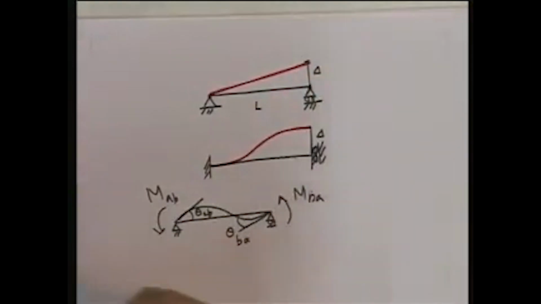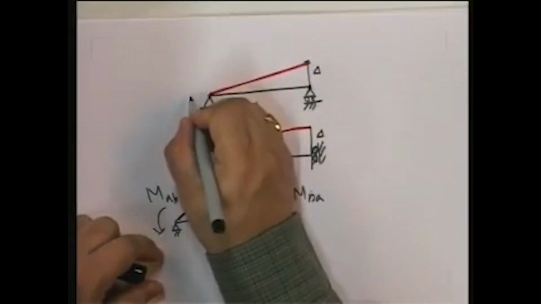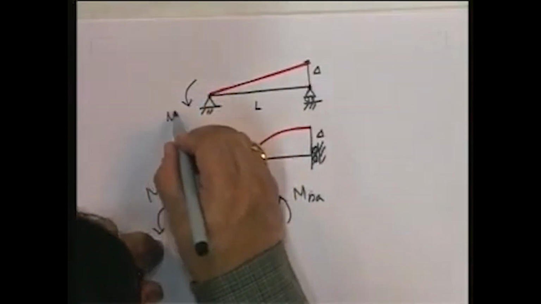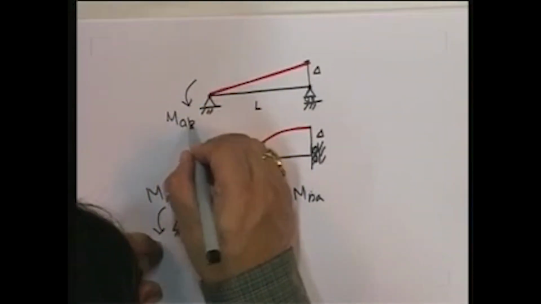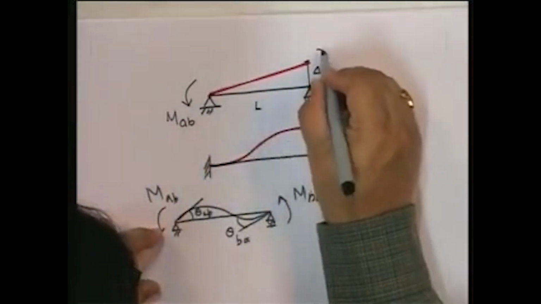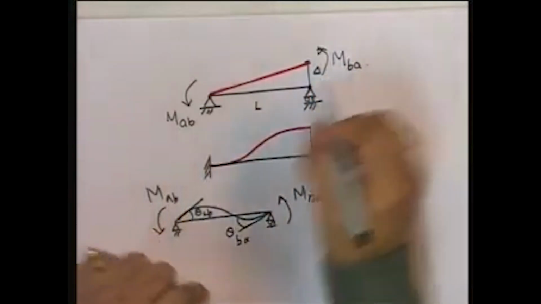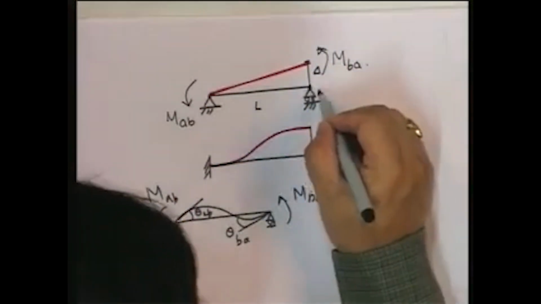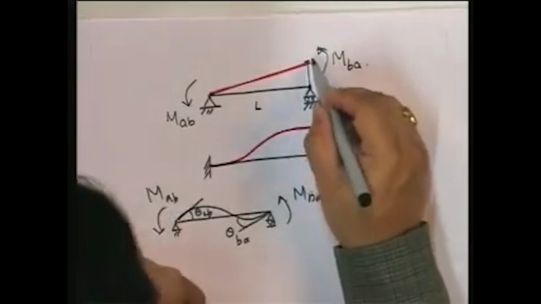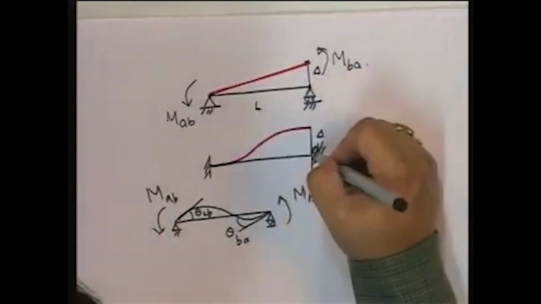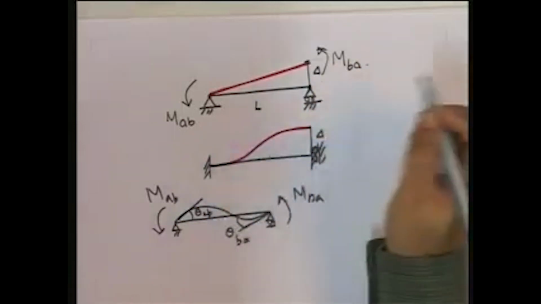I am going to now apply on this a moment MAB and a moment MBA. I'm going to apply these two moments. Of course, I am applying them here. I am just showing it over here because I have displaced it. Remember that these displacements are always very small. I just exaggerate them to show them clearly.